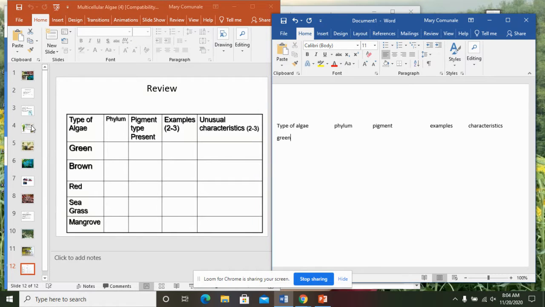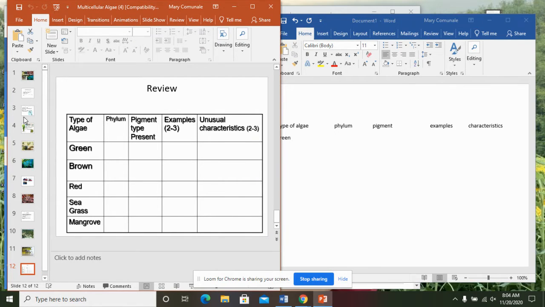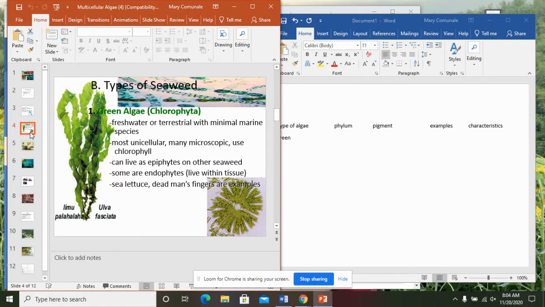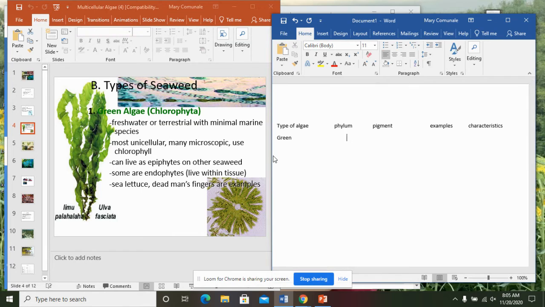So the first thing we need to do is look for the phylum. So let's see here. Where is the green algae? Here they are. It's Chlorophyta. So I would come over here and write Chlorophyta. The pigment is chlorophyll. Some examples, those examples are listed right down here. You're looking for 2 to 3, and you can also Google if you want more. Lettuce, dead man's fingers.